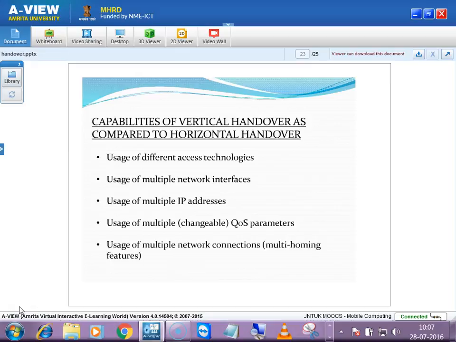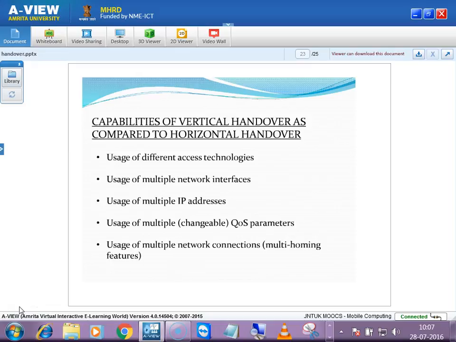Usage of different access technologies. It can use different access technologies. Suppose you are falling from 3G to 2G. In 3G you will be using CDMA, and in 2G you will be using FDMA. Also in 3G you will be using WCDMA, and here you will be using GSM. And multiple IP addresses you can use, right?